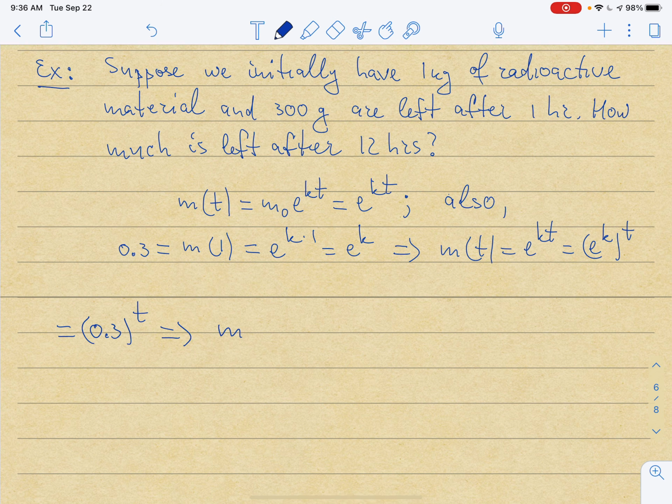And then finally, the question was to figure out how much material is left after 12 hours. So m of 12 should be 0.3 to the power 12, and that should be in kilograms. So we're done. Whatever this is, 0.3 to the 12 actually is going to be a fairly small number, so that means that in this case the decay is going to happen extremely fast.